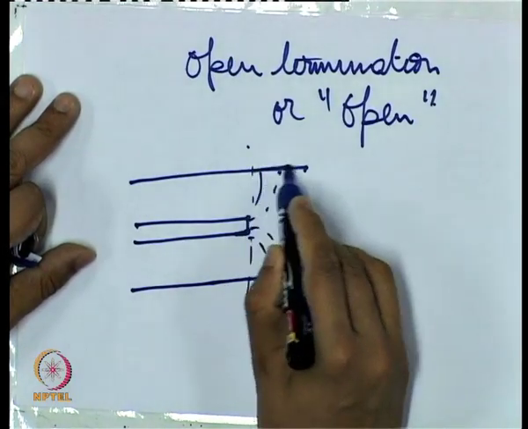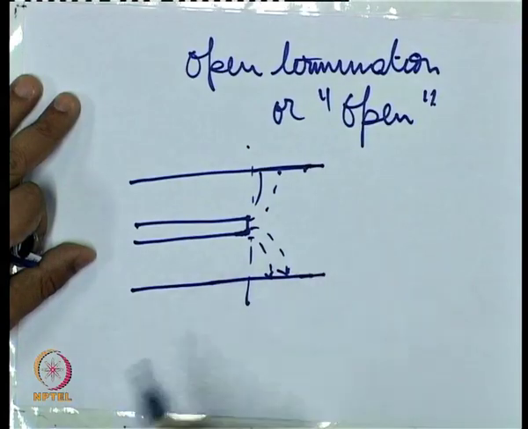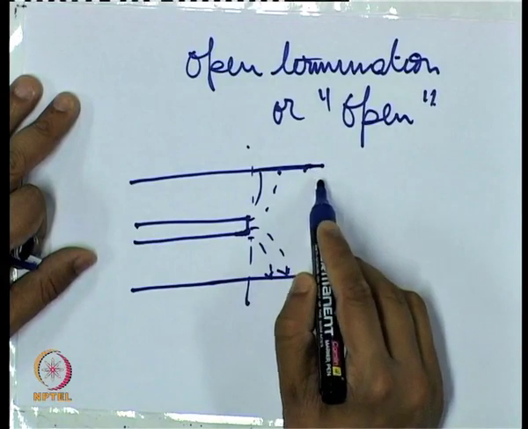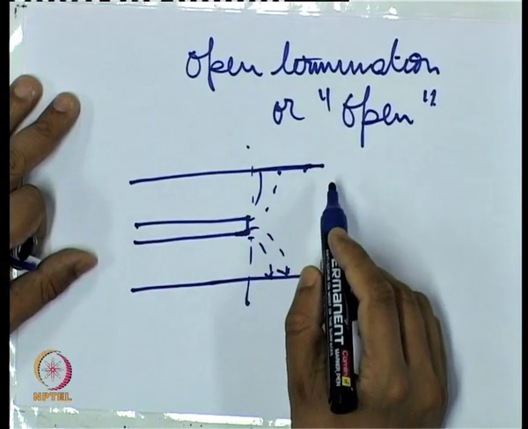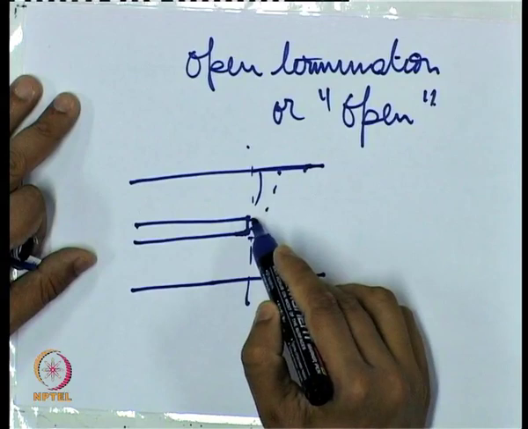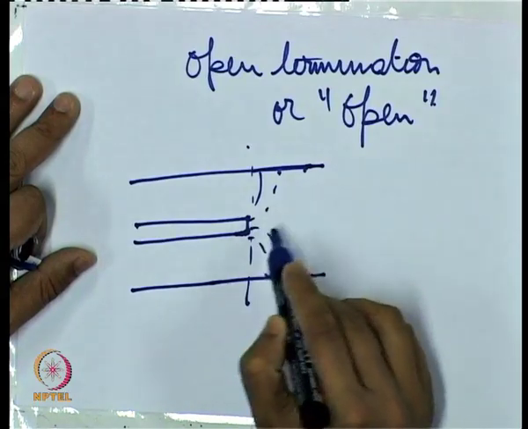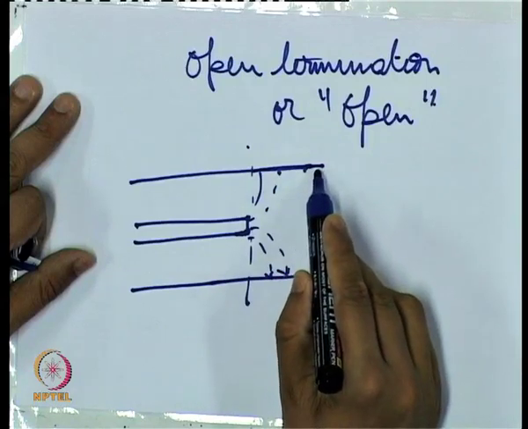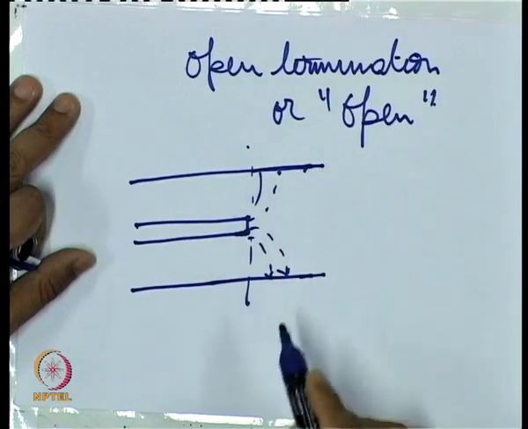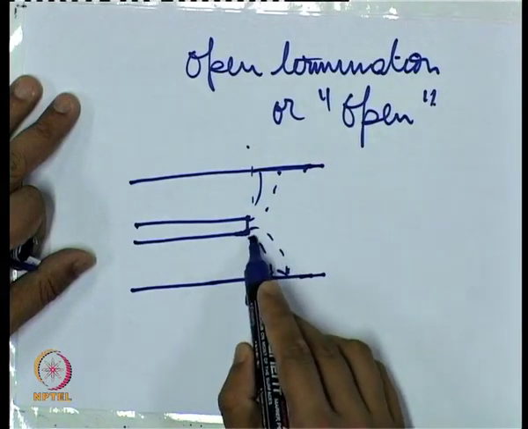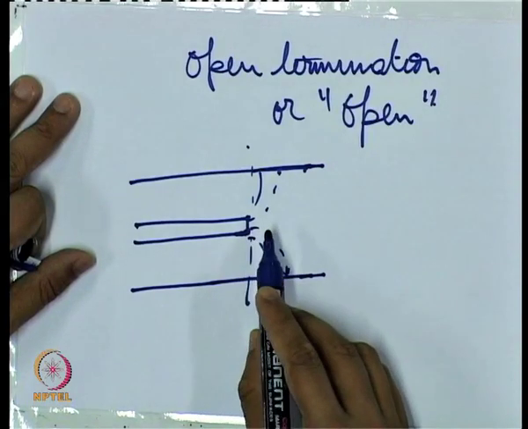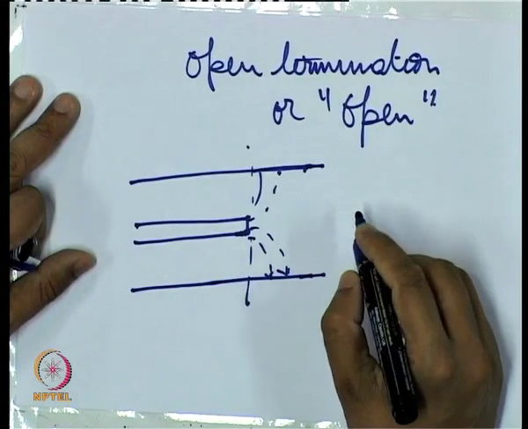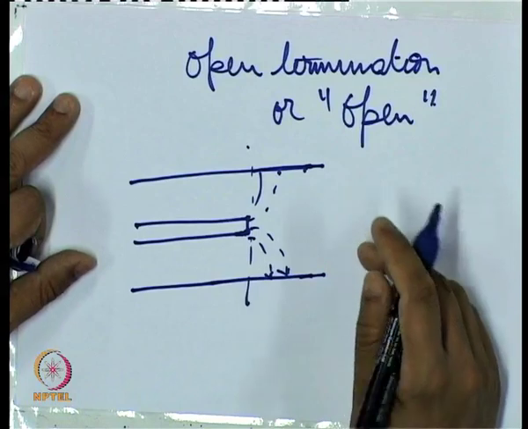So, if you want to properly implement an open, of course, I might add here that an open termination is very difficult to implement in practice, because the presence of parasitics cannot be totally eliminated. But if you increase the length of the outer conductor with respect to the inner conductor, then the fringing capacitance or fringing field problem can be reduced to some extent.